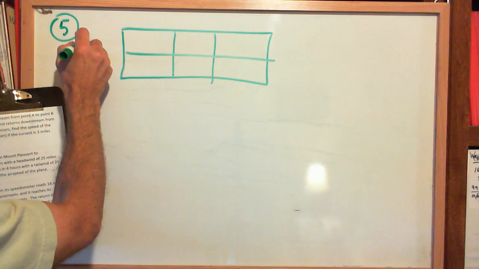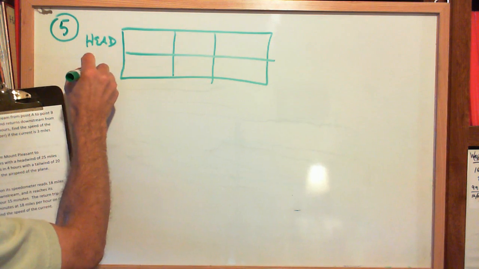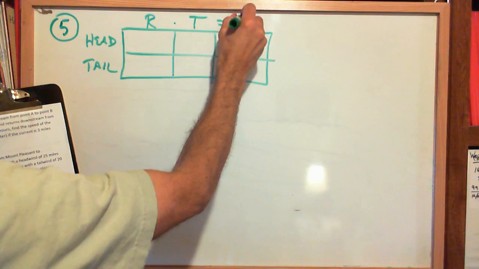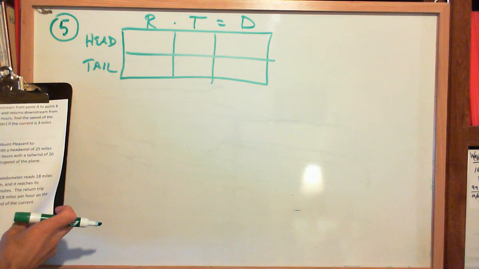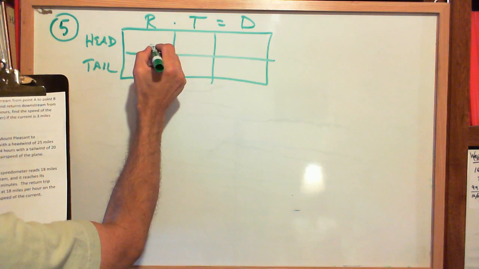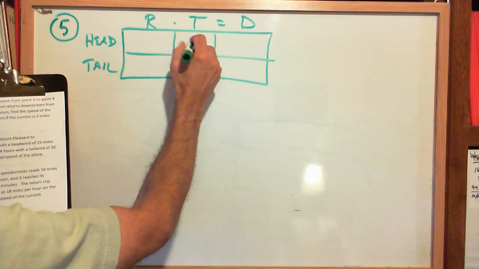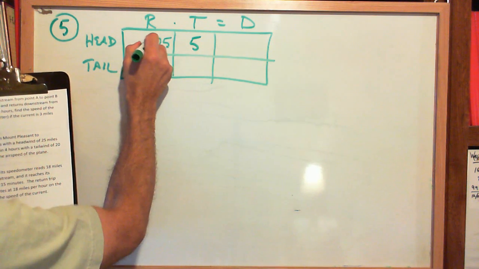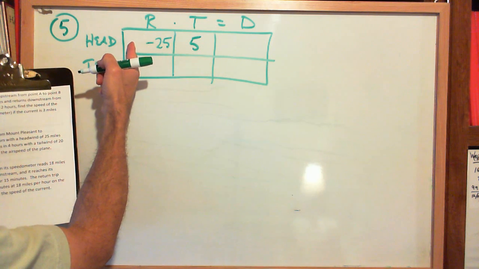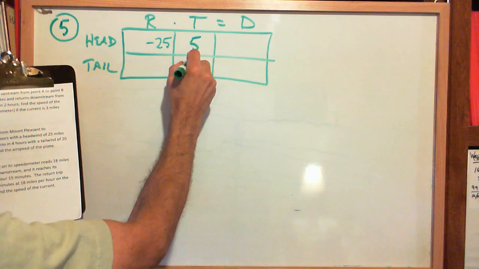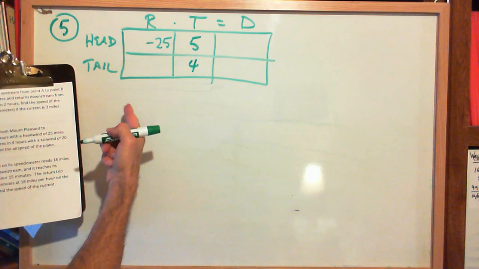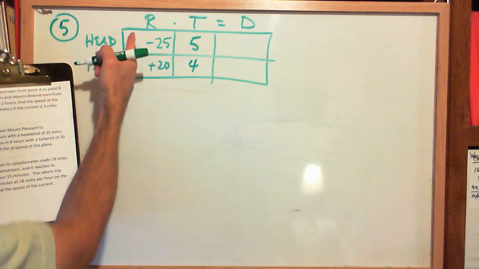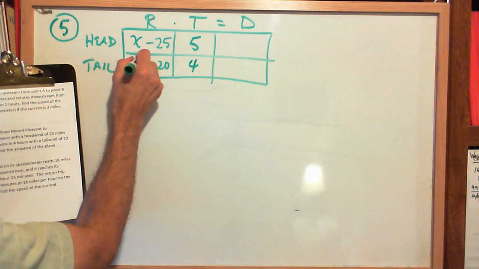So this is a plane. We've got a headwind and a tailwind. Head, tail. Just make sure you put the right thing in the right place. Rate times time equals distance. With a headwind of 25 miles per hour, it takes 5 hours. That's a headwind that's going to be subtracted from the speed of the plane, right? And then I return in 4 hours going with a tailwind of 20 miles per hour. So I'm going to add 20 to the speed of the plane. And they're asking me to find the speed of the plane. So that's just x, right?